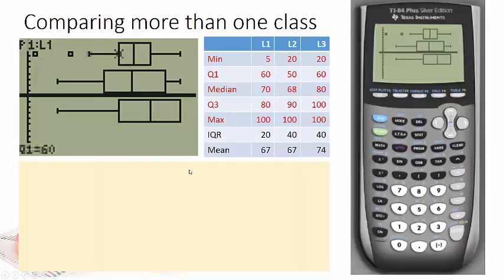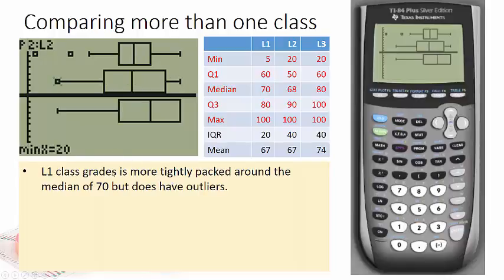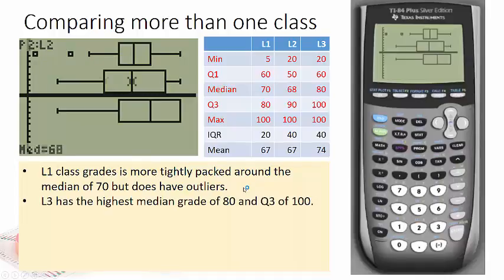Okay, so the thing you should be able to do is start making comparisons. For example, I could say that my L1 class grades are more tightly packed around the median of 70. So I can look up, there's my 70. And you can see it's more tightly packed. But I do have some outliers here. Okay, so that is definitely affecting the average.